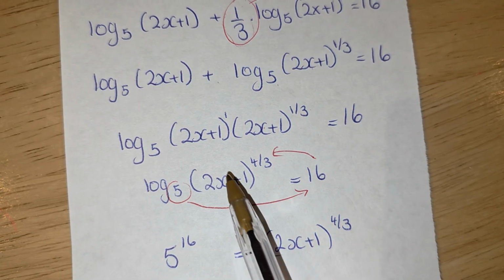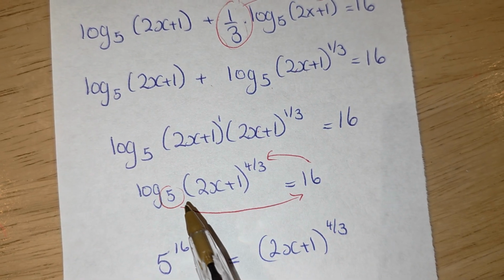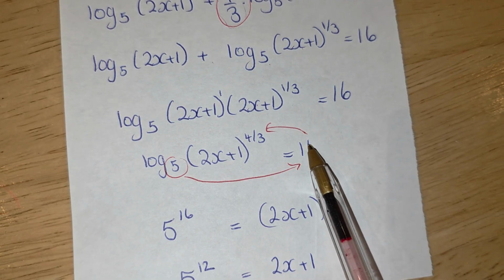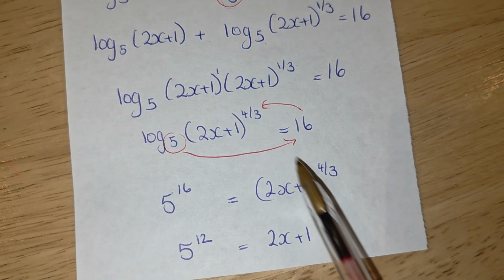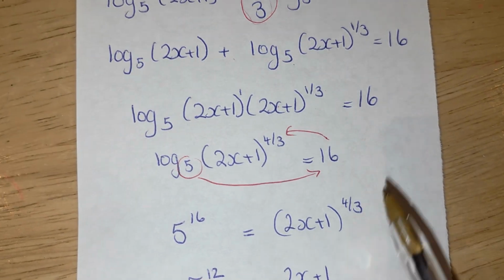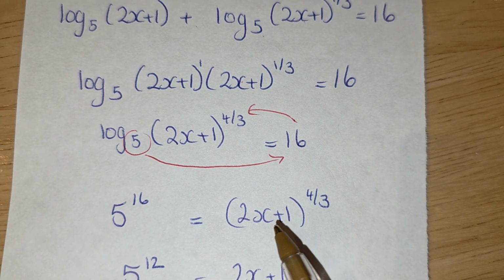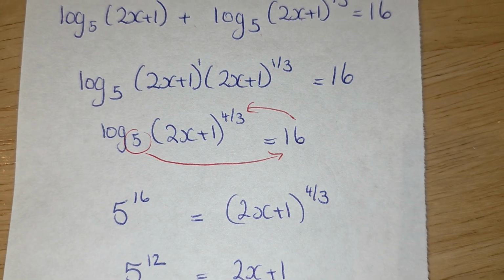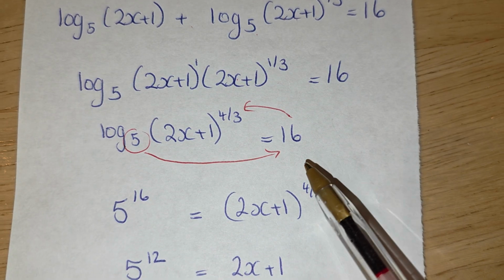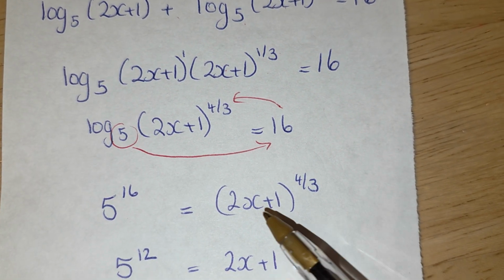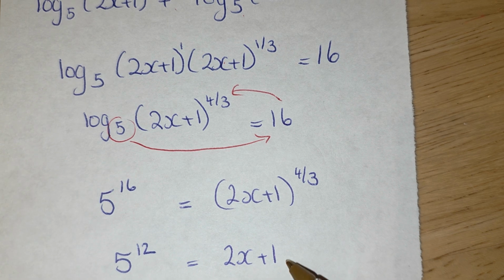At this stage now I can't do any more rules of logs, so I take it out of log notation and I write it in index format. 5 to the power of 16 is equal to the bracket to the power of 4/3. Okay, you want to solve for x. X is trapped inside the bracket that is being put to the power of 4/3. In order to undo a power of 4/3, I need to turn it into a power of 1 basically, and then the bracket will be on its own, so it would be like this, 2x plus 1.